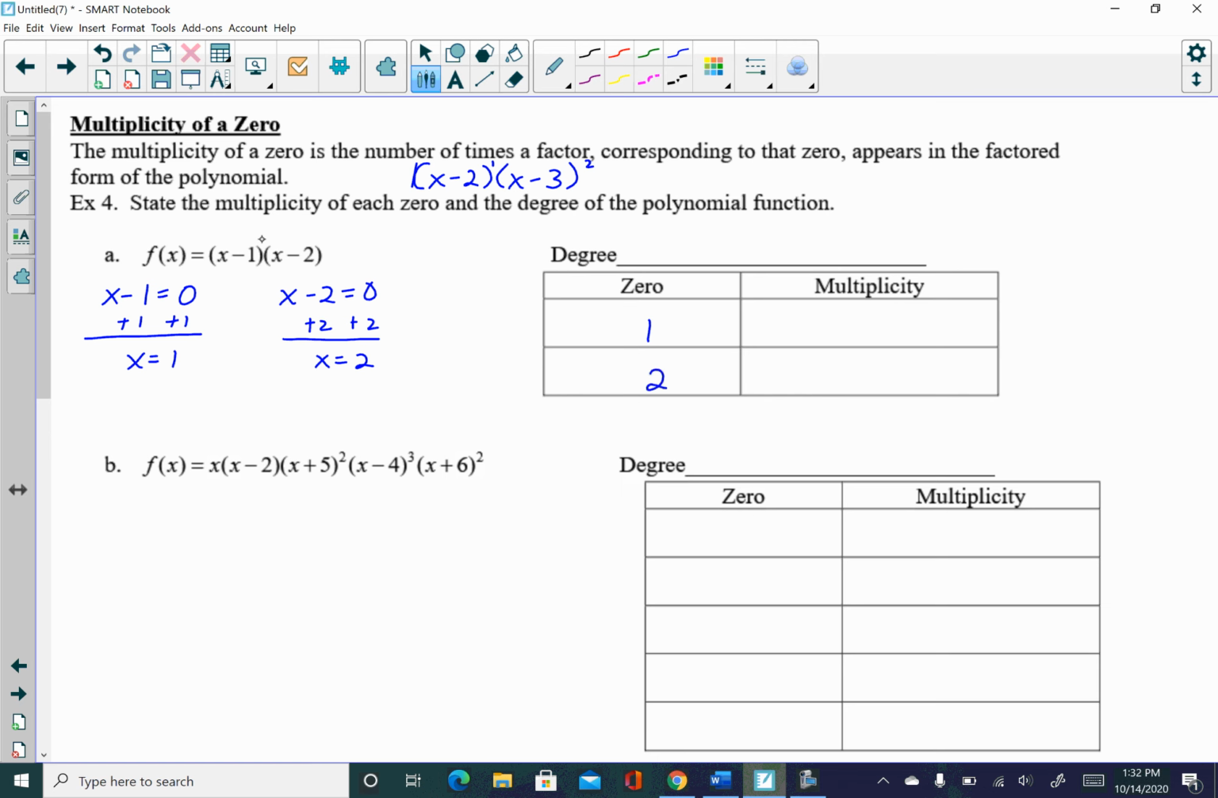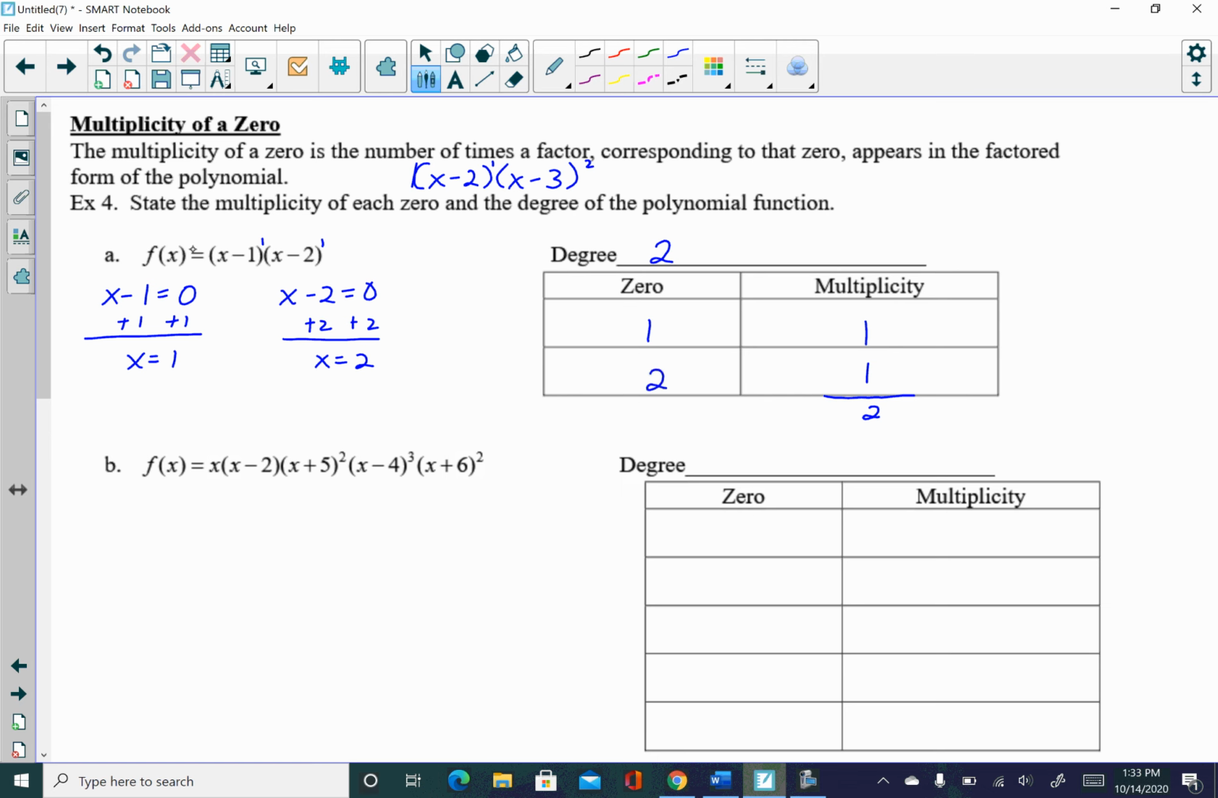The multiplicity, or the exponents on those factors, are both 1. Then you can add the multiplicities: 1 plus 1 is 2. That tells us that we are degree 2. We had previously found out that we were degree 2 by foiling. So I just want you to see that correlation there.